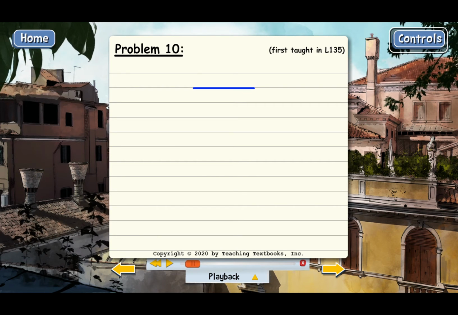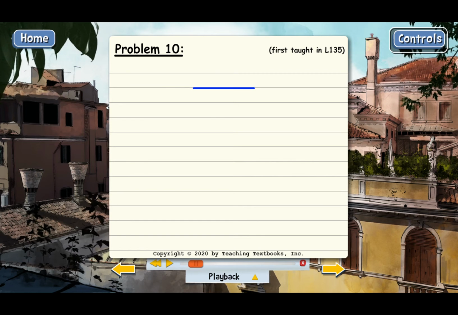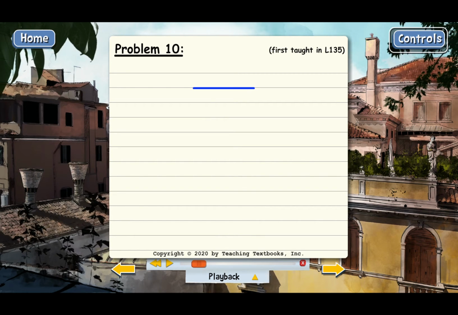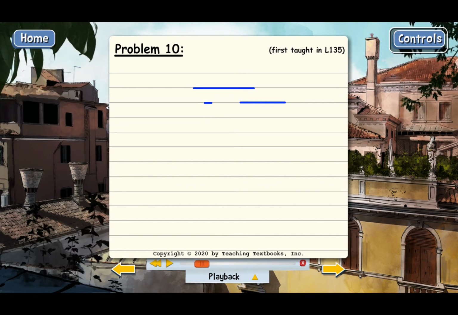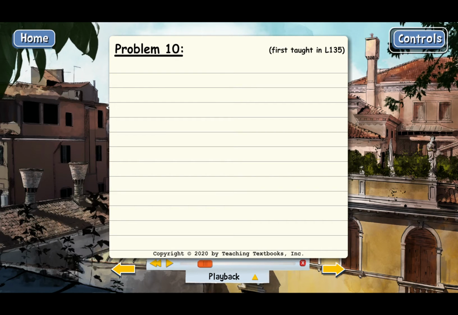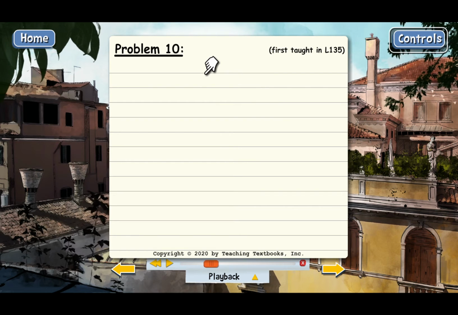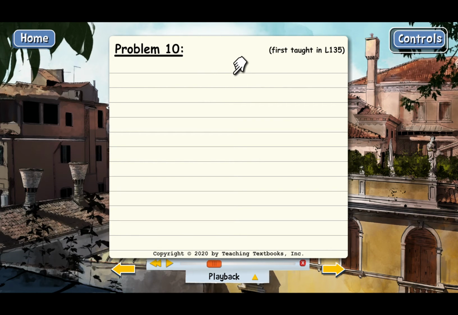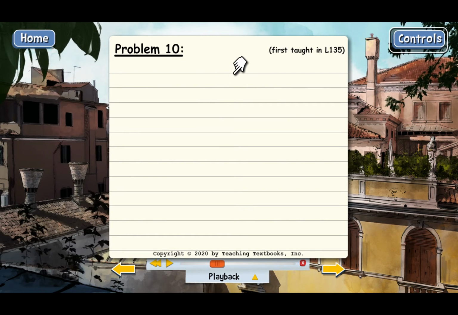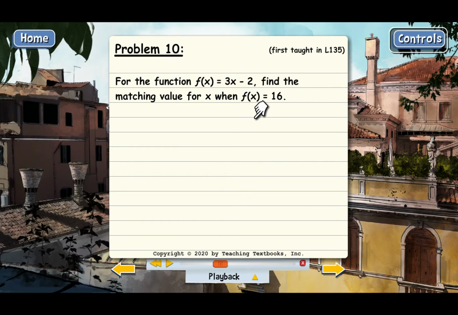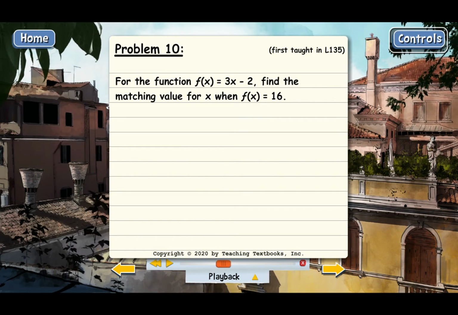For the function f of x equals 3x minus 2, we need to find the matching value for x when f of x equals 16. So in this problem, what we're going to do is substitute the value 16 for f of x, and then solve for x. So we're going to set up our equation now that says 16 equals 3x minus 2.